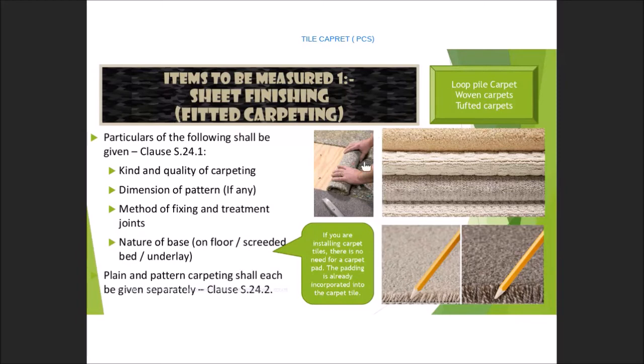This is the example where they apply the glue. So the method of the jointing is on the glue. If you apply on the rubber underlay, then you have to mention this carpet is installed on the rubber underlay. Okay? And then the nature of the base, whether this one is applied for the floor, or this is what I did mention. Need to be clearly stated.